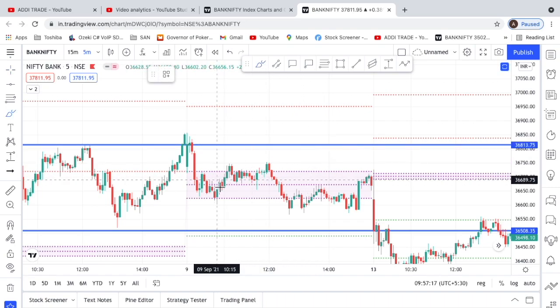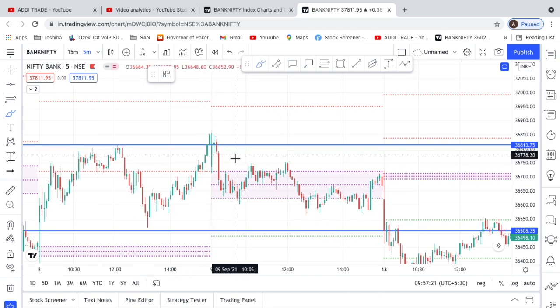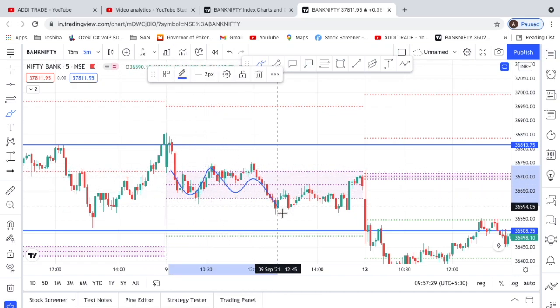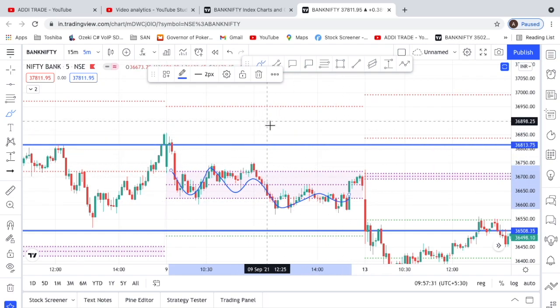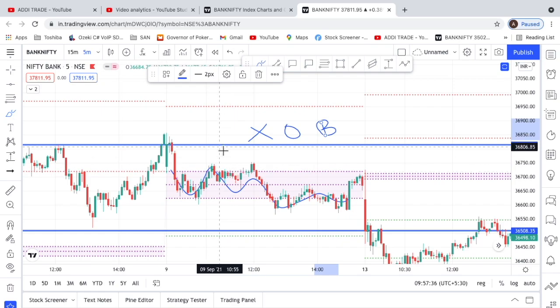See, even on this day we took a short here and booked profits here. But when we have a wide CPR like this, and the price stays within the CPR range, it's most likely a no-trade day for option buying, but it's a good day for option selling. You can sell calls somewhere close to the day's high and puts somewhere close to the previous day low. You can make nice money.